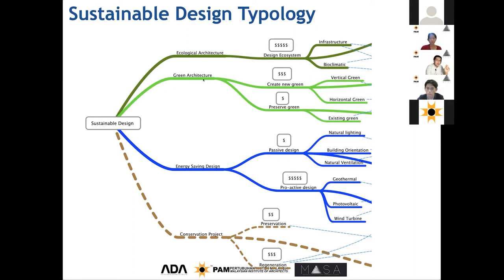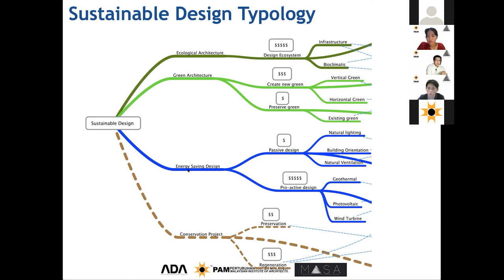Now, green architecture is more about the green, meaning the landscape. They have two approaches. The first is new green. There is no green, so you create a whole new green. So it involves more capital. And new green is about vertical green, either vertical or horizontal greens. The second approach is preserved green, meaning the green is already there, so we just preserve it. So we are more on existing green.